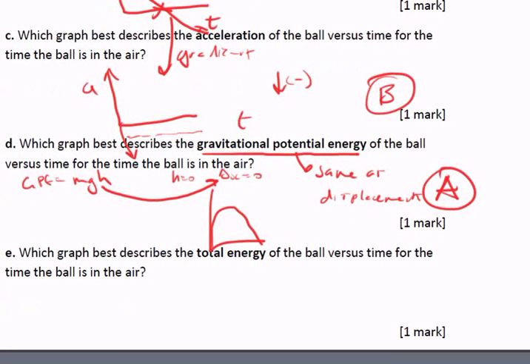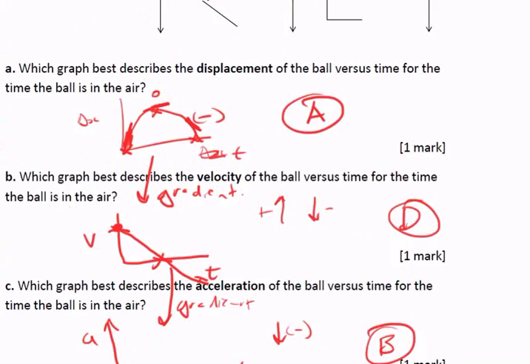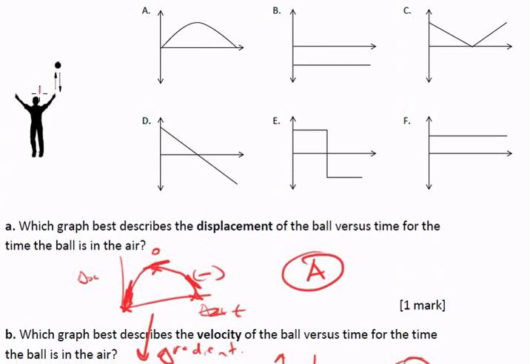Right, last one. Which graph best describes the total energy of the ball versus time? So as the sum of, well, maybe I won't use that so much, total energy. It starts off down here, the ball has a lot of kinetic energy. Up the top, the ball has a lot of gravitational potential energy, and that bit turns back into kinetic energy. But overall, the total energy anywhere is the same. And that gives our graph of F. Total energy, well, this graph doesn't change.